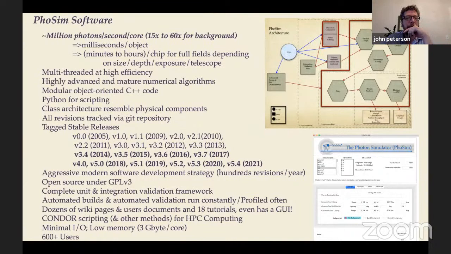But one important point is the speed. It's very fast. You might think this is so complicated, how could this possibly be quite fast? But we can do about 1 million photons per second per core you have on your desktop, laptop, or even a large computing system. And we can do a couple orders of magnitude more than that for the background photons due to some optimization. This means that you can do a single object in milliseconds, or in some cases, microseconds. So for small fields, just a few stars and galaxies, the simulation is basically instantaneous. You're dominated just by the setup time. But for larger fields, if you want to simulate entire chips, that can take minutes, in some cases hours, for very large telescopes. I'll show you an example in a second.